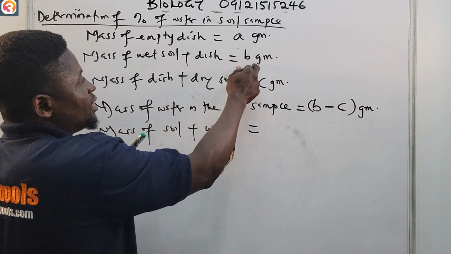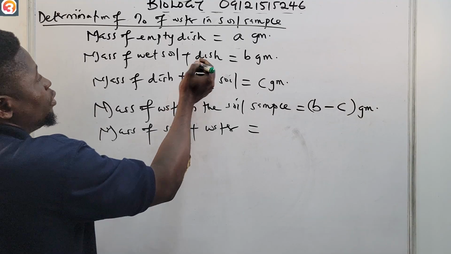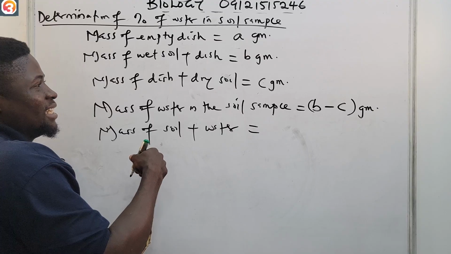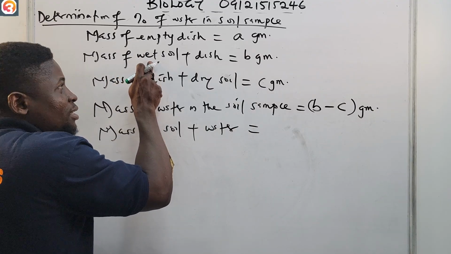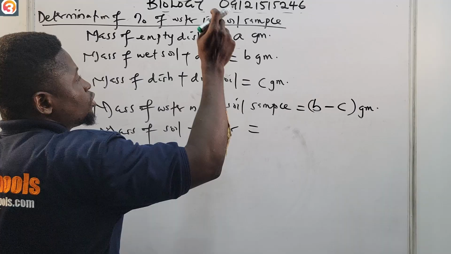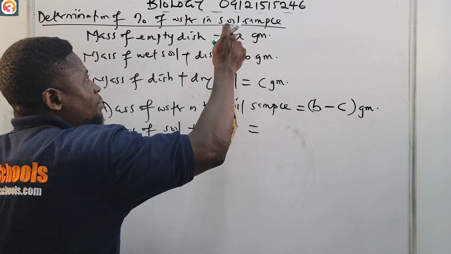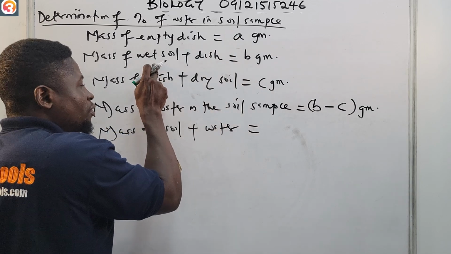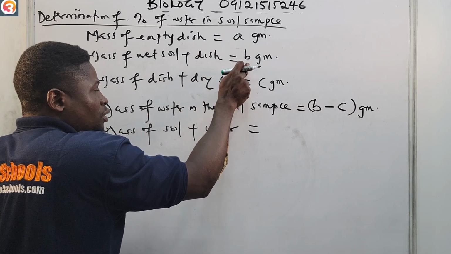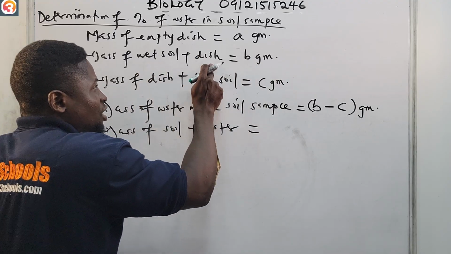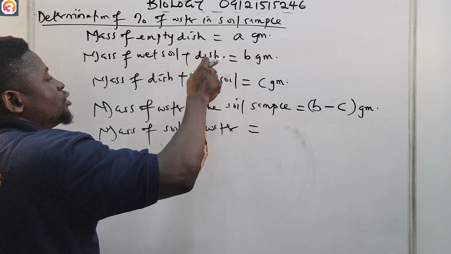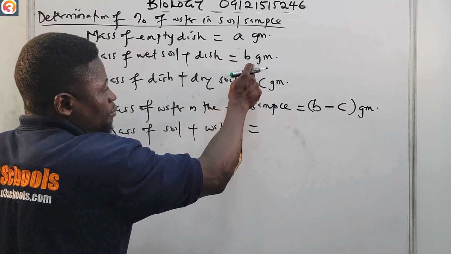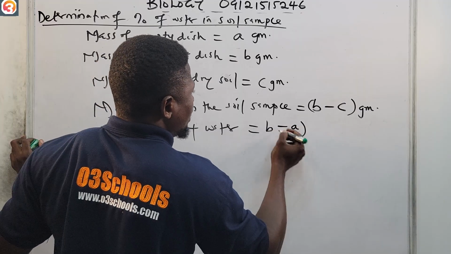So now if the mass of wet soil plus dish is B gram, then if we're looking for the mass of wet soil, because that's basically what we're looking for here, the mass of the soil that has the water in it, all we need to do is subtract A from B, because the mass of empty dish is A. We know the mass of dish. So I also know that this mass of wet soil plus dish is B. So to get the mass of only the wet soil, we subtract A from B. So I'm going to have B minus A.